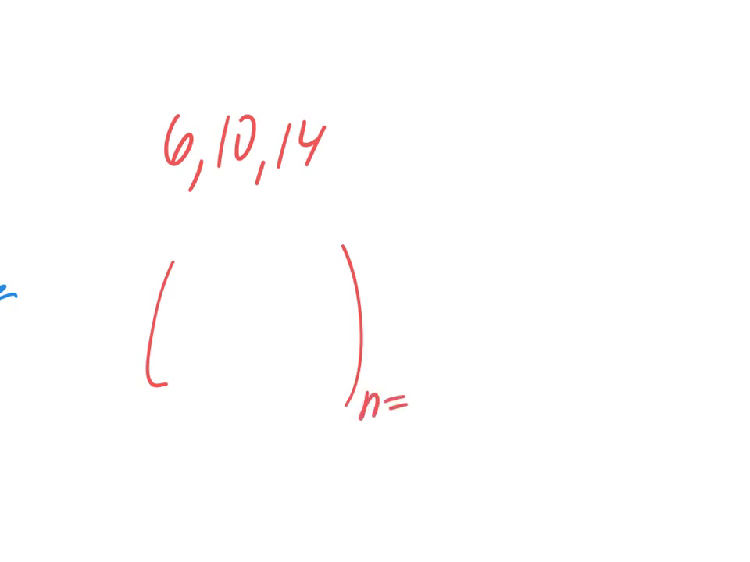All right, so let's do something like that. 6, 10, 14. Would you please write a nice little formula for me that would generate that set of 3 terms? I would always go from 1 to however many terms you want. In this case, I have 3 terms, so from 1 to 3.